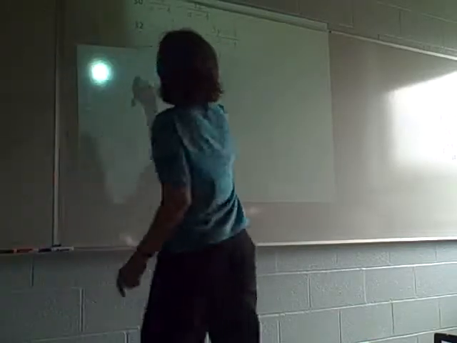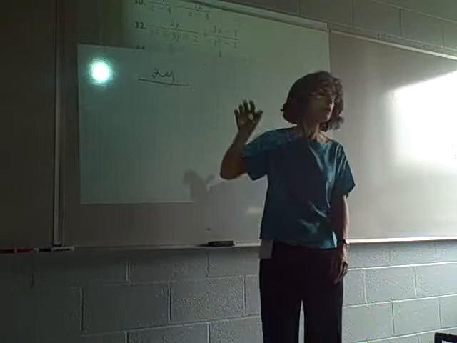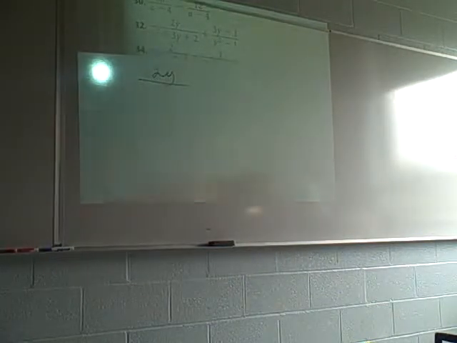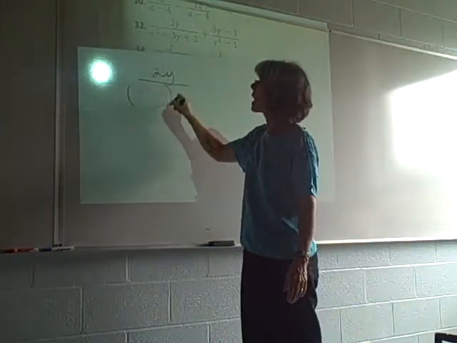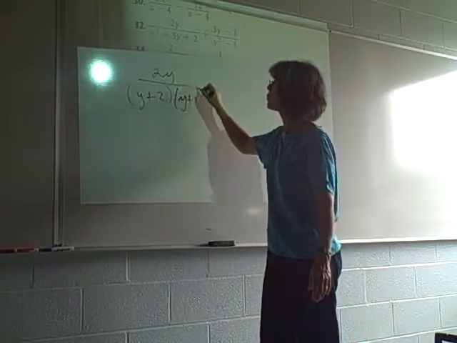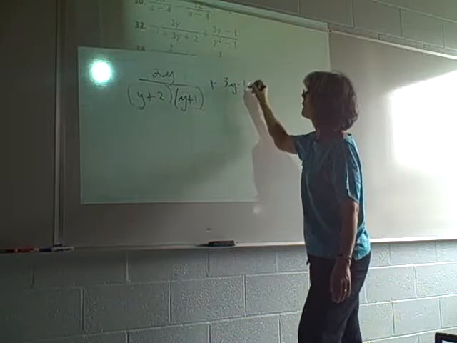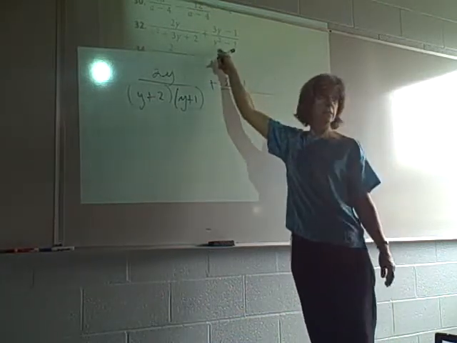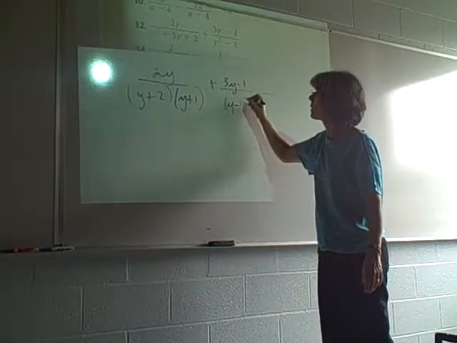Leave the plus sign. Okay, so 2y. You can get rid of the plus. And what am I going to do with that denominator? Factor it, right? So what do I have? y plus 2 and y plus 1 and 3y minus 1 over, what is that? Difference of perfect squares, thank you.